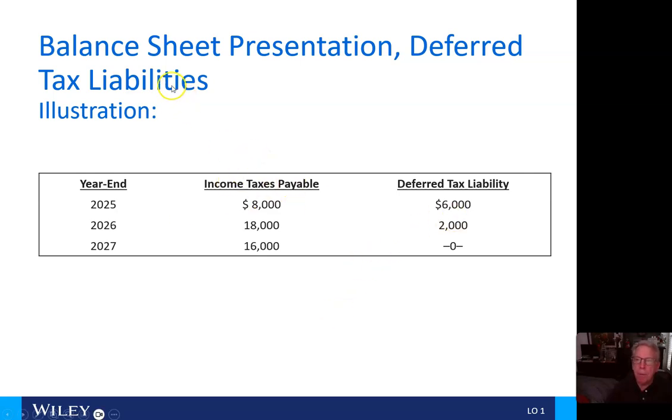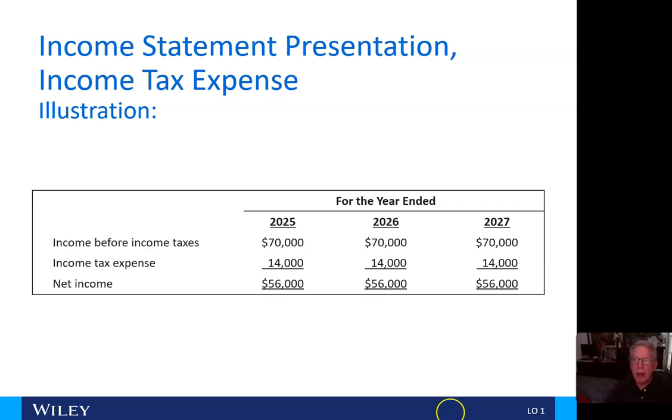So, balance sheet presentation for these deferred liabilities. Here's our year ends, and here's our income taxes payable, and here's our deferred tax liabilities. And then the income tax expense will be $70,000 less $14,000, which will give us a net income of $56,000 in all 3 years.